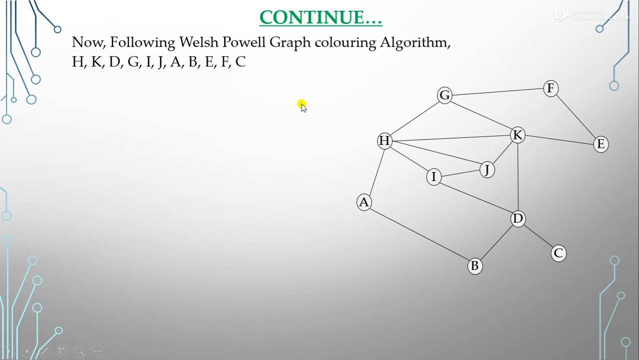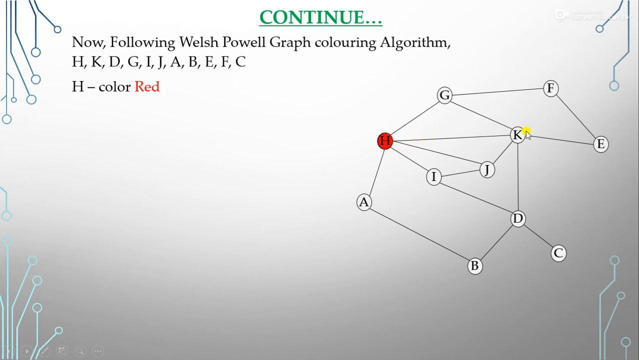Now we color the graph. We start the coloring of the graph. This is our graph. First of all we have H, which has the highest degree here, so we color this one first. Suppose we use the red color first, so we color H red. After that we have K. Can we color K red here? No. Why?